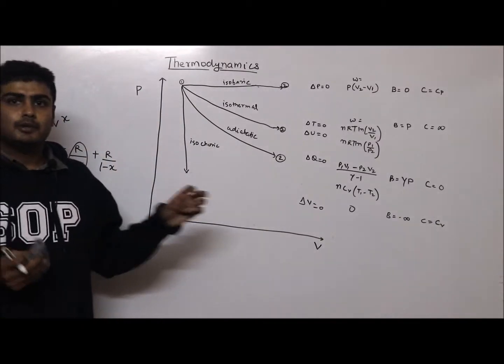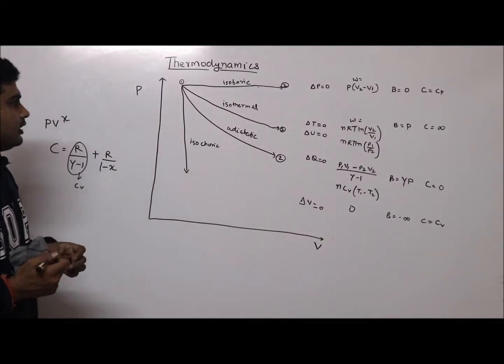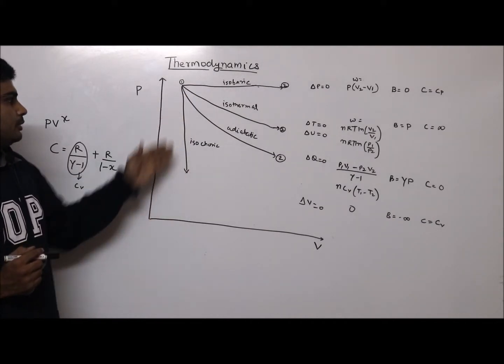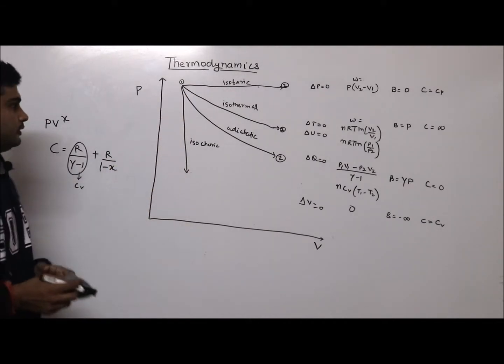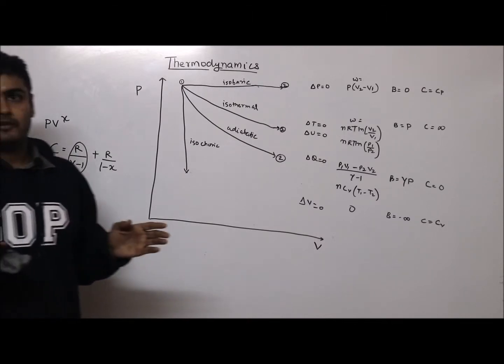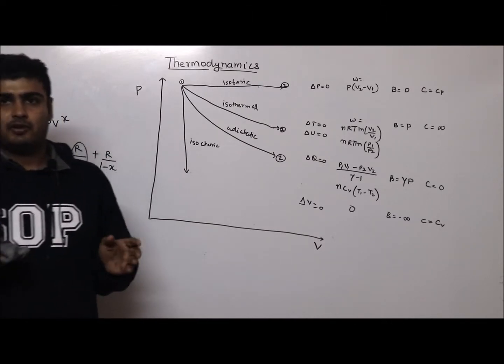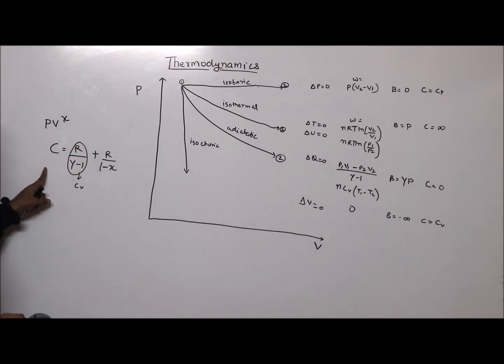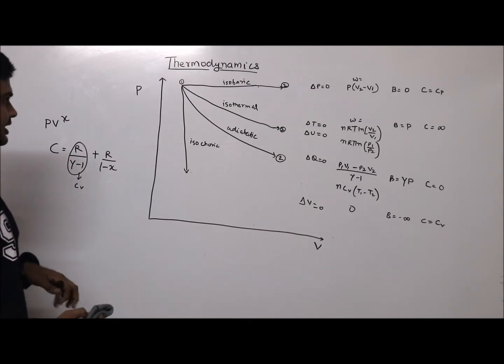Now you have to remember this chart. This chart is very important. You are getting all the work done and everything that you need for all the processes covered. I am giving you some 30 seconds to have a look at this chart and copy it down. Also, this is a very important formula: C is equal to R upon gamma minus 1 plus R upon 1 minus x.